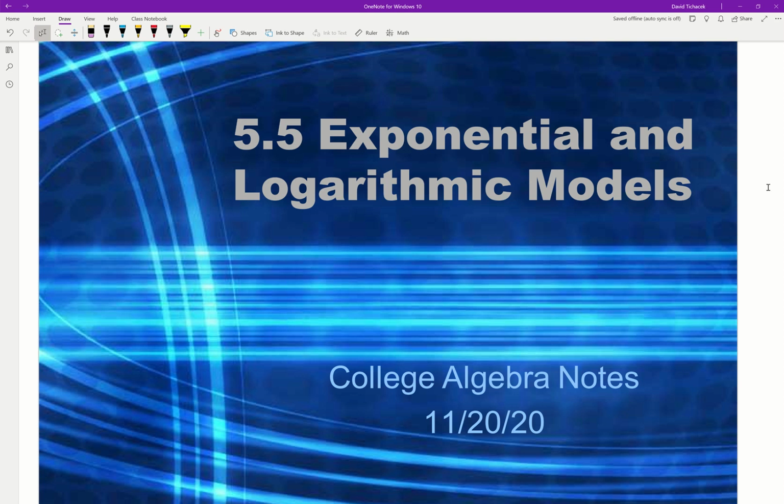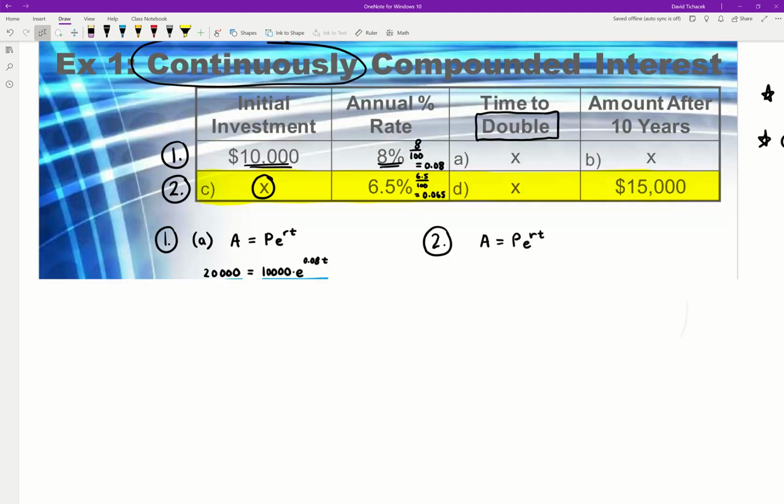In this video, I'd like to go ahead and cover the last section of Chapter 5 in your textbook, and that is going to discuss exponential and logarithmic models. And so we can actually use equations involving logarithms and exponentials to help us solve various word problems, and I'd just like to go ahead and demonstrate a few problems in which we're doing that here in this video.